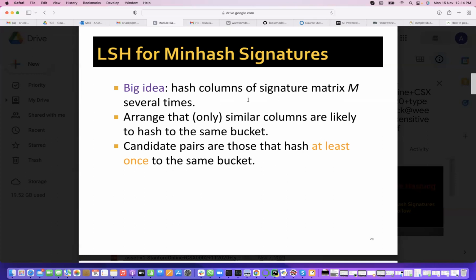So here the idea is to hash columns of signature matrix M several times. Arrange that only similar columns are likely to hash to the same bucket. Candidate pairs are those that hash at least once to the same bucket. Is it clear why we are taking more hash functions now? Yes, sir. One hash function may not put them into the same bucket, because we are not looking for the whole signature to be the same. We are looking only for part of the signature being the same, then they may be similar. That is the T and threshold we are fixing now.